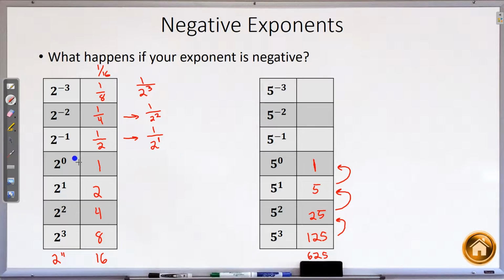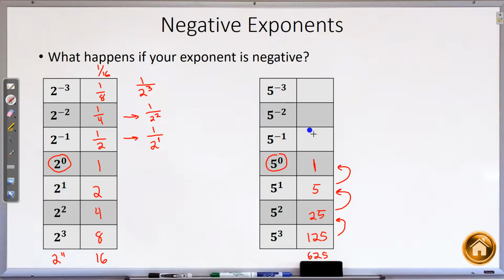And that's kind of interesting that anything to the 0 power is 1. It doesn't matter if it's 5 to the 0 power or 2 to the 0 power, that is always going to be 1. They all have that in common. But let's keep going with our pattern.